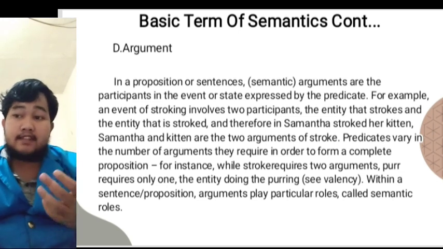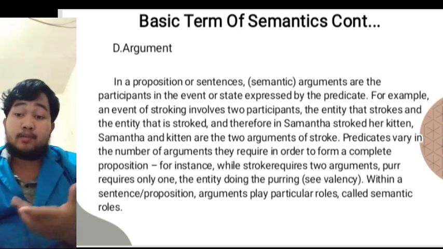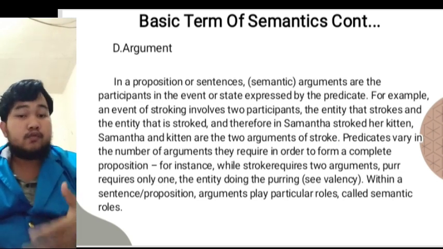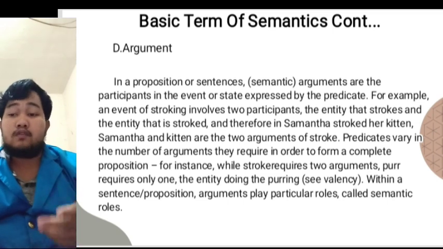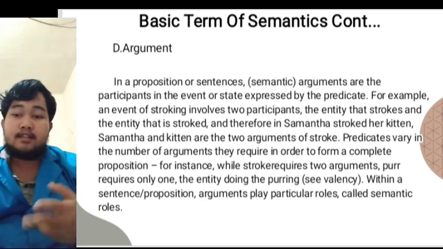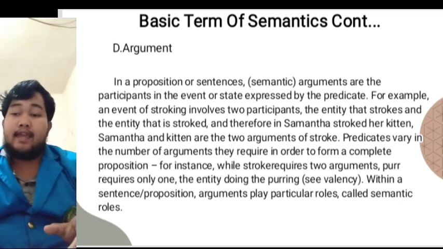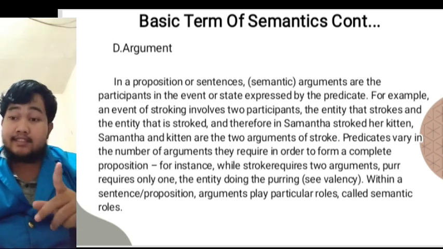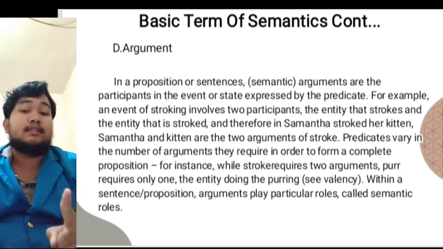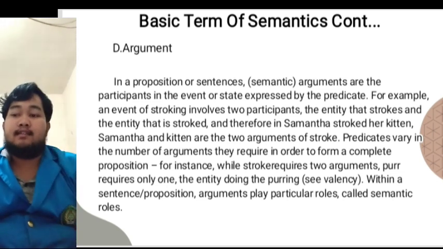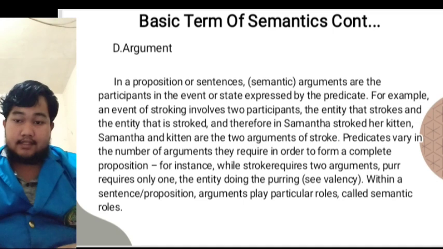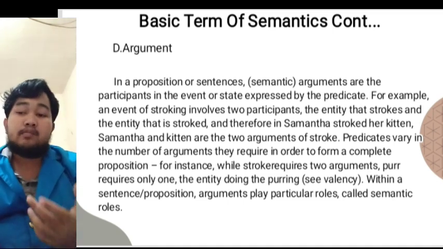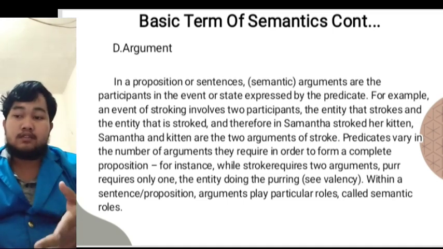Predicates vary in the number of arguments they require in order to form a complete proposition. For instance, while stroke requires two arguments, purr only requires one argument. Why does purr only require one argument? Because the entity that is doing the purring is only one thing. Within a sentence or proposition, arguments play particular roles called semantic roles.